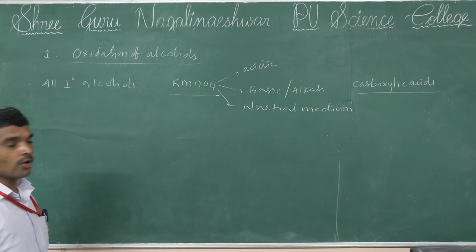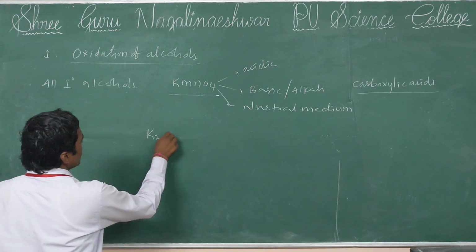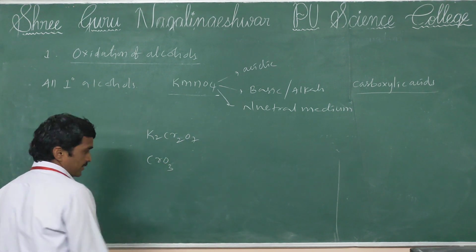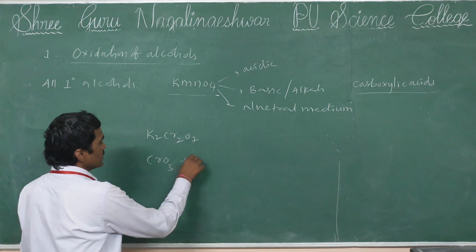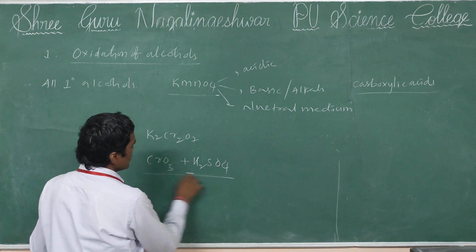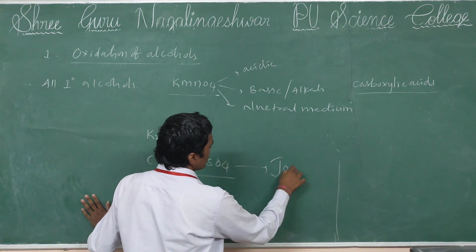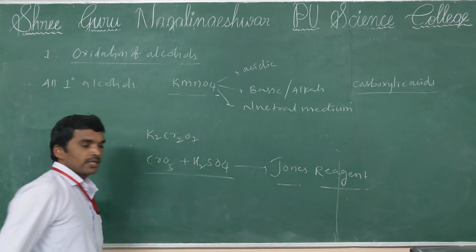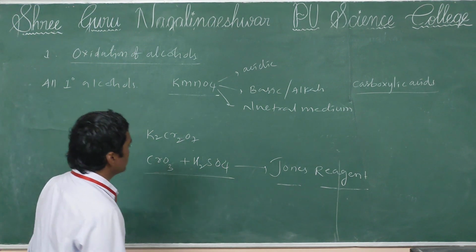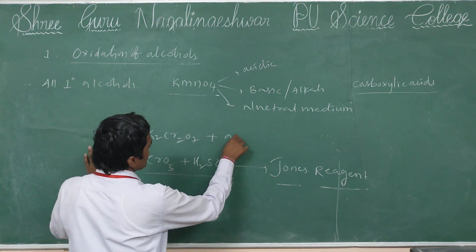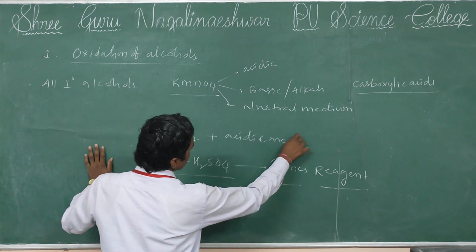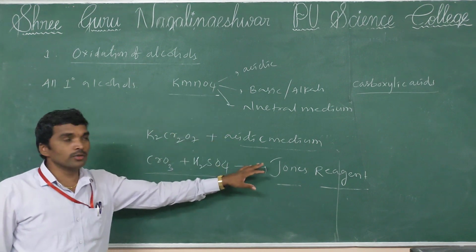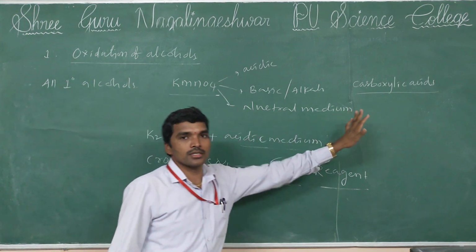And another two important reagents are there: potassium dichromate and CrO3. CrO3 in the presence of H2SO4 is said to be Jones reagent. And K2Cr2O7 in acidic medium only, they will raise the question. With K2Cr2O7 in acidic medium, primary alcohol is converted into carboxylic acids.